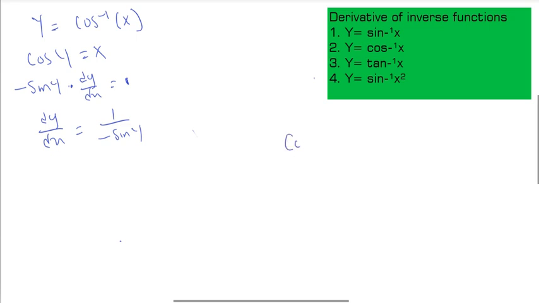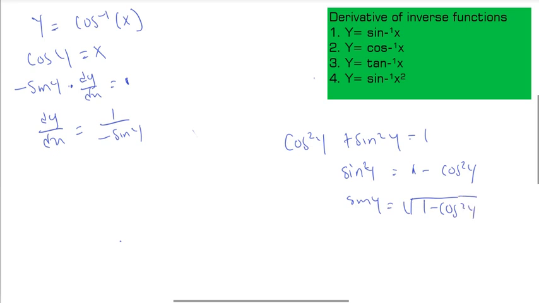Right? So now let us use our trig identities again. So we have cos square y plus sine square y is equal to 1. So here we'll make sine square y subject of the relation. So we have 1 minus cos square y. And then we have sine y is equal to the root of 1 minus cos square y. And now cos y is what? That's x, right? So we're going to say sine y is equal to the root of 1 minus x squared. So here we're going to say dy over dx is equal to 1 over minus root of 1 minus x squared. So this is going to be our final answer for that question.